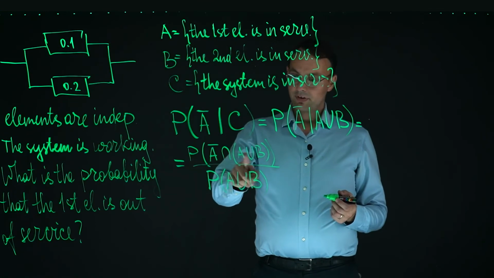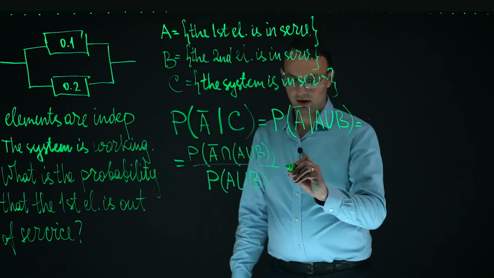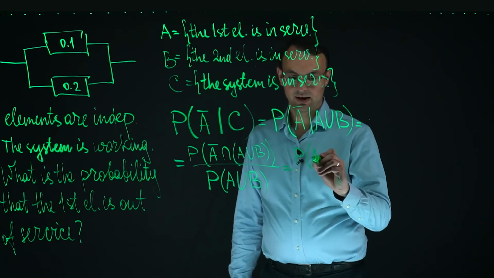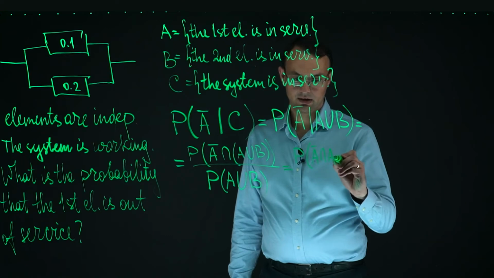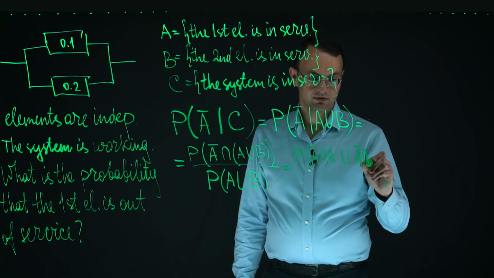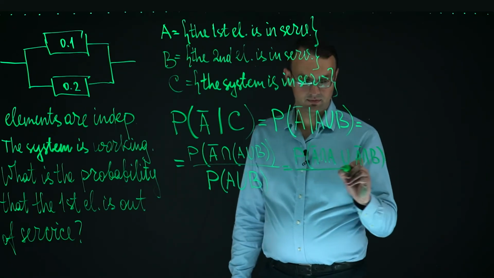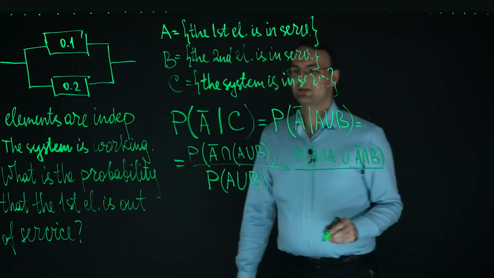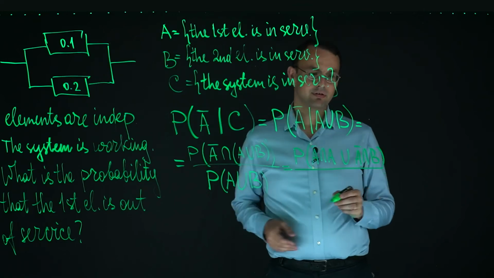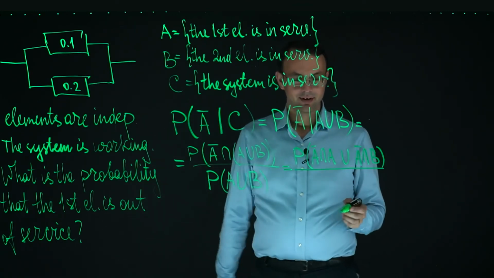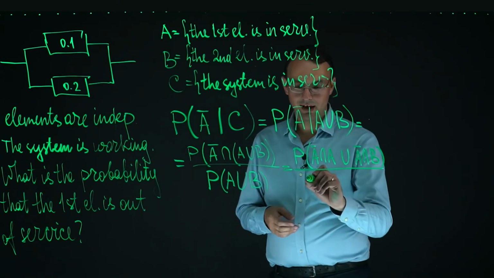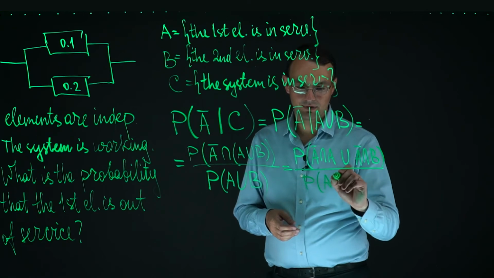So now I open the brackets here in this expression and I get P of not A intersection A union not A intersection B. Union and intersection are like addition and multiplication here. So the general rules for opening the brackets as for addition and multiplication can be applied. And in denominator, I still have P of A union B.